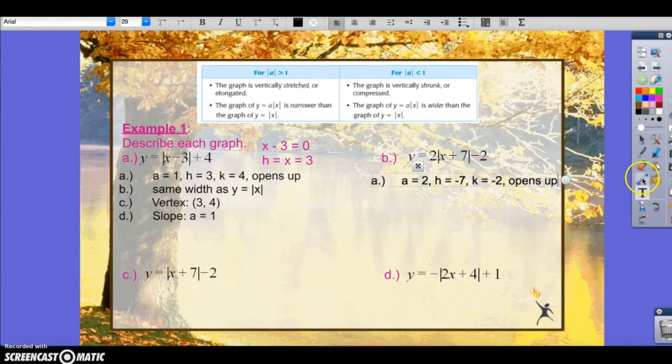Okay. Once again, remember, to get the h, we set it equal to 0. So just so you know, that's how we get that.